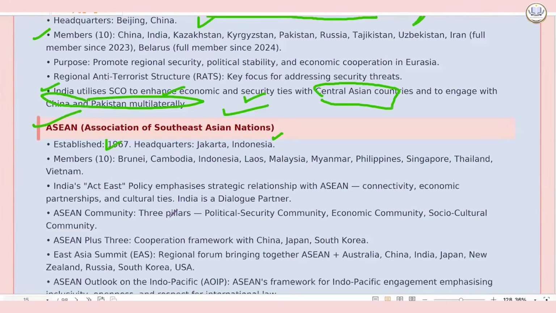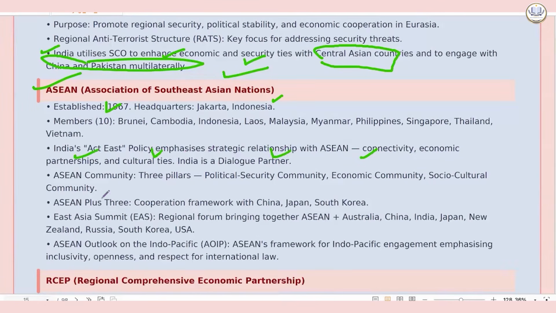Headquarters in Jakarta, Indonesia. Members are 10: Brunei, Cambodia, Indonesia, Laos, Malaysia, Myanmar, Philippines, Singapore, Thailand, Vietnam. Then we have India's Act East policy, which emphasizes strategic relationship with ASEAN countries with respect to connectivity, economic partnership, and cultural ties. India is a dialogue partner.